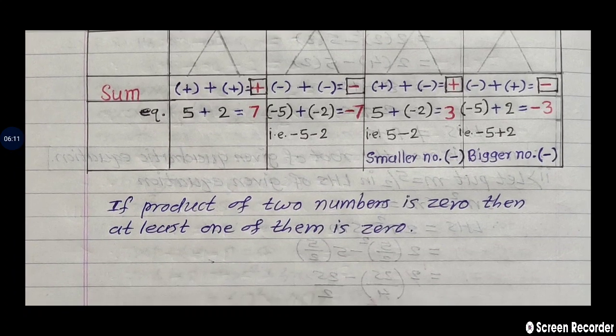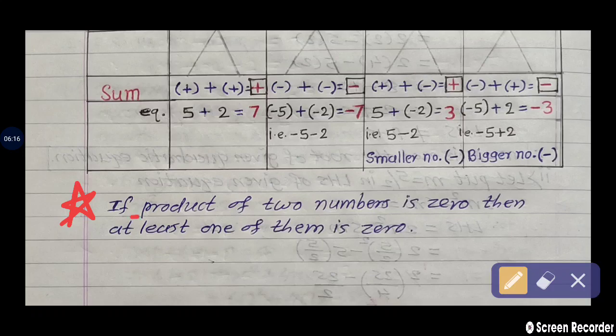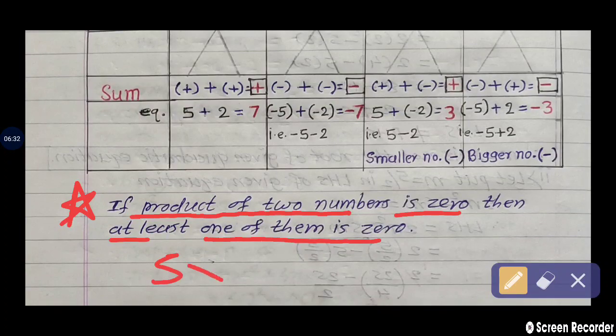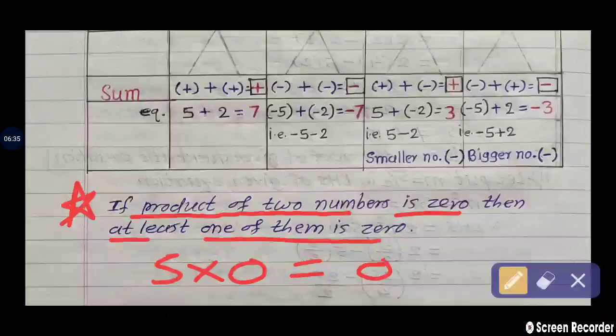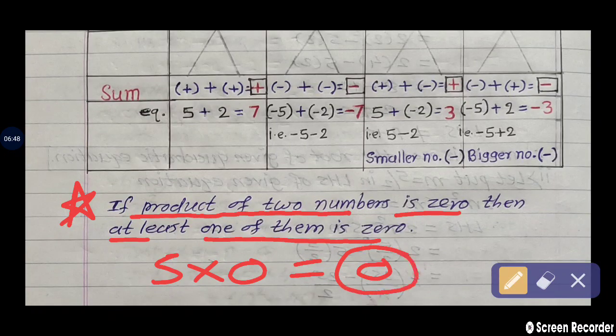Now, very important, one more point is given here. This one: if the product of two numbers is 0, then at least one of them is 0. Out of the two numbers, if any one number is 0, then our product is 0. For example, 5 multiplied by 0, we get the answer 0. 5 and 0 are the two numbers, and one number is 0. So if we do the multiplication, that is the product, we get the answer 0.